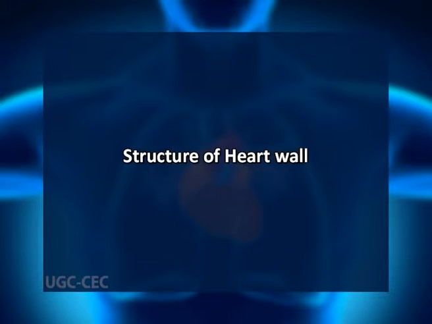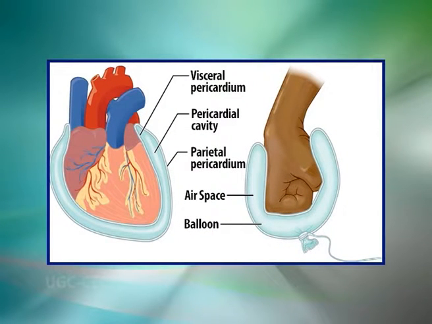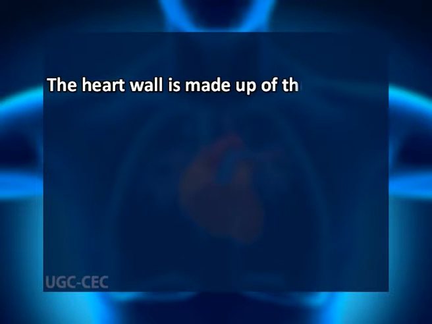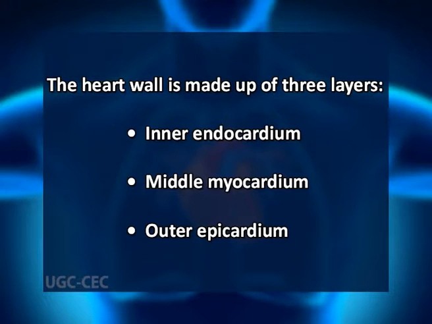Structure of heart wall. The heart is enclosed in a protective double membrane sac, the pericardium, which also contains a small amount of fluid. The heart wall is made up of three layers: the inner endocardium, middle myocardium, and outer epicardium.